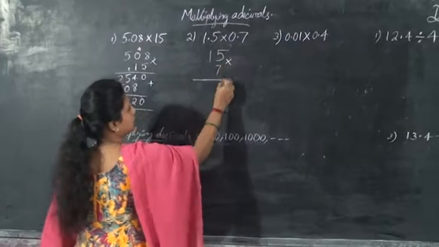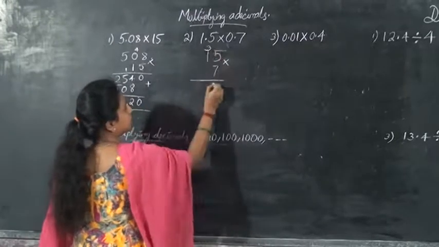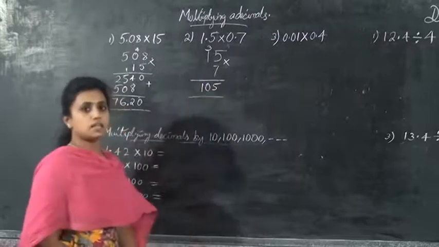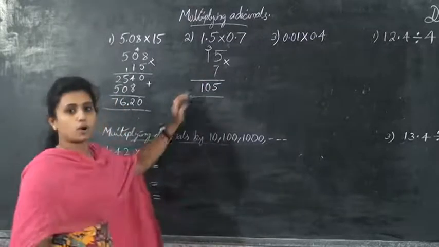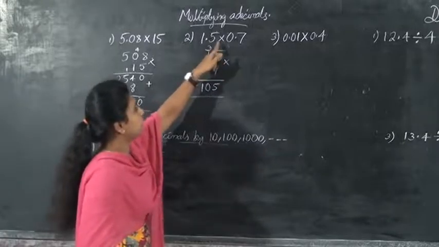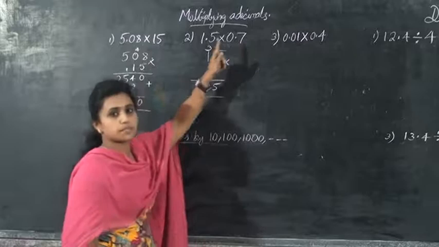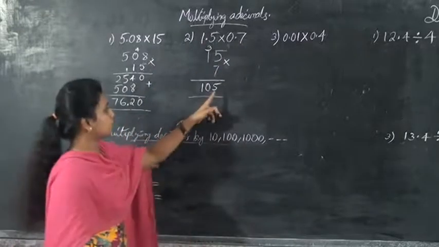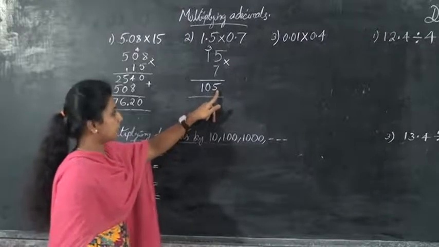Then multiply the numbers. 7 5s are 35, then 10. 105 is the answer and you want to put the point. Where do you put the point? Just look at the number of decimals. Here only 1 decimal and here 1 decimal, which means 2 decimals. Okay, 1 plus 1, 2 decimals. So you want to count 2 decimal places from the right of the product.